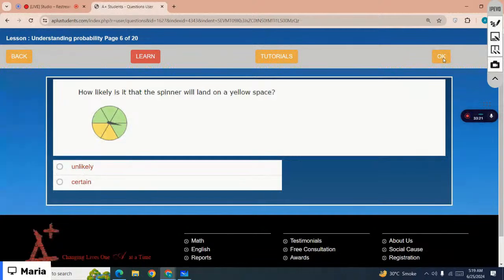How likely is it that the spinner will land on the yellow space? Which is the correct option? The correct option is the yellow. The spinner has two portions, green and yellow. It has the smaller yellow portion. So that means it is unlikely to land on yellow, right? The correct option is unlikely.